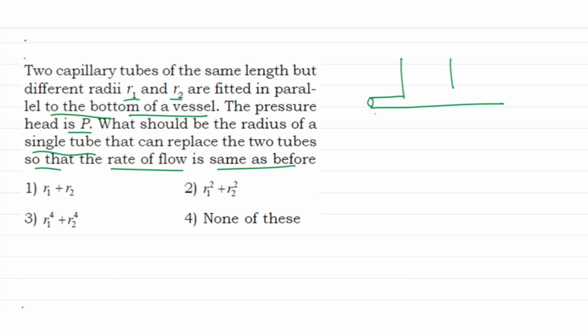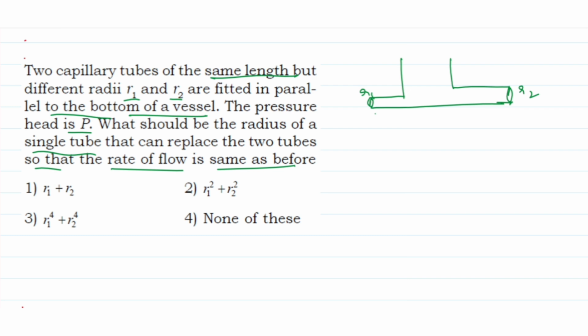What should be the radius of the single tube so that it can replace the two tubes, so that the rate of flow will be the same? Here the tubes have the same length but different radii. So you can take somewhat bigger area, let us take this radius as R1 and this radius as R2.